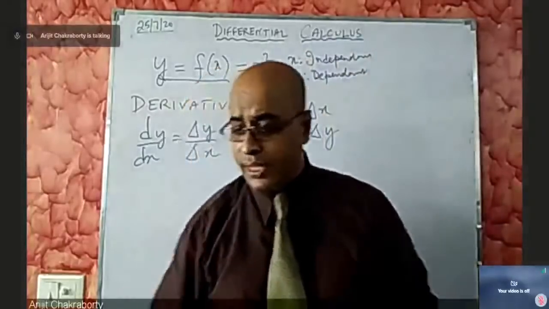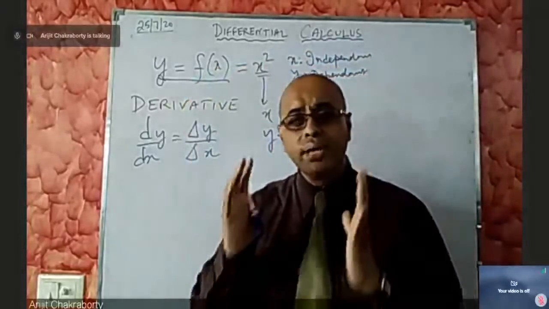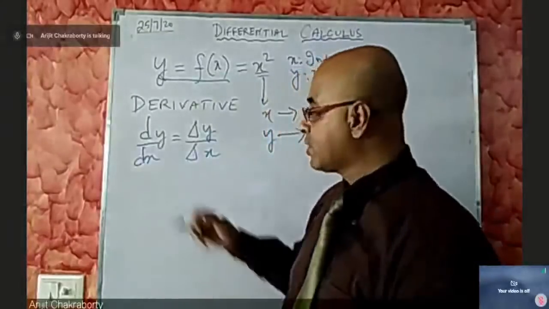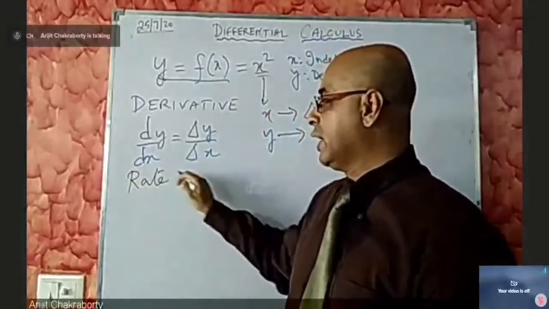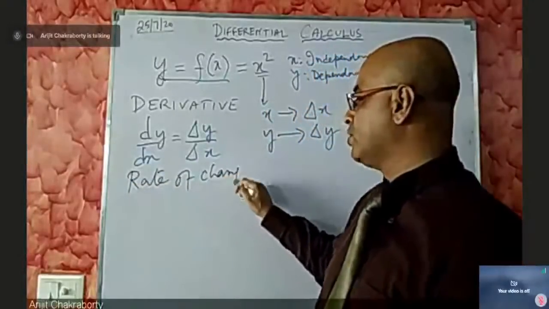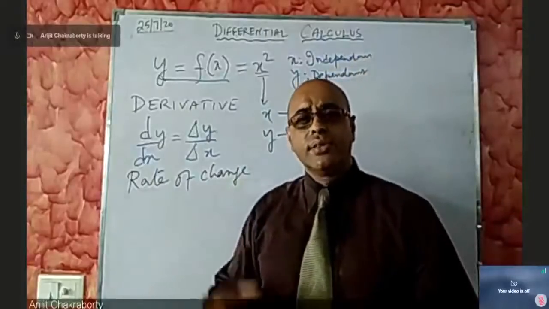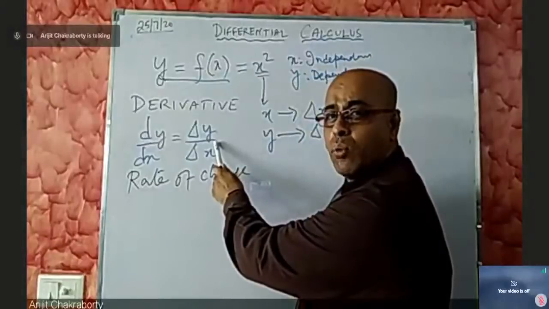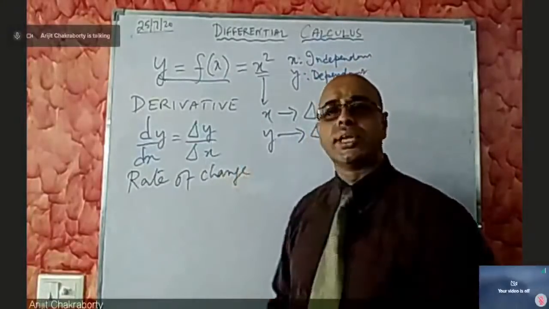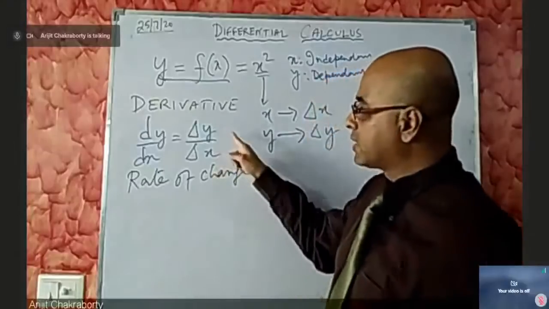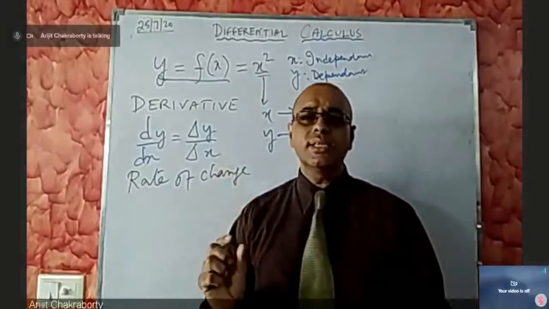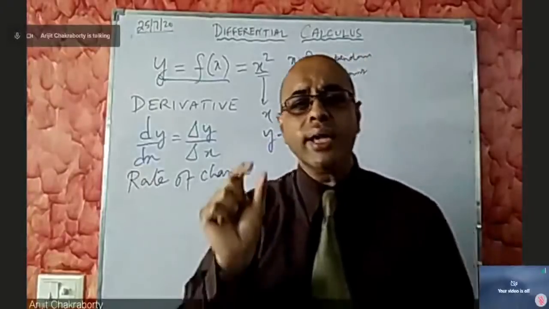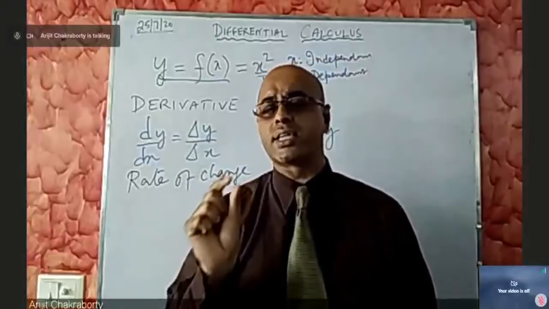Now, I can give you another example. I can say that derivative measures the rate of change. That means the rate at which y changes as a result of the change in x. So please note, it is delta y by delta x, which means a very small change in x. We call it infinitesimal, infinitesimally small.